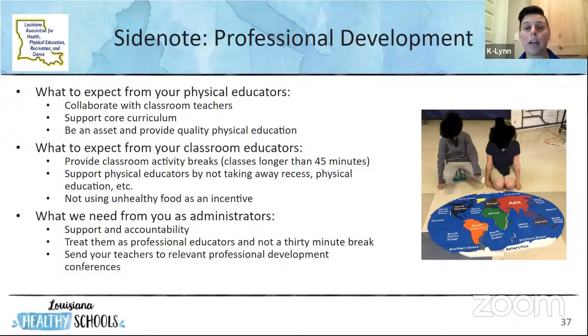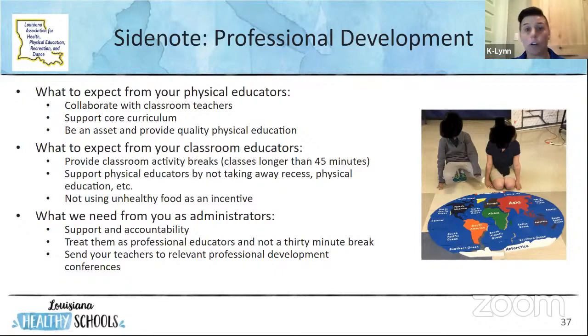Support physical educators by not taking away recess. Don't take away physical activity. Don't keep students making up tests out from PE. Do reading remediation at another time. And then don't use unhealthy food as an incentive. This is a huge pet peeve. We reward with cakes and pizza and this, but that's not teaching a healthy lifestyle. And we're teaching that, and that's what's taking these bad habits into adulthood.